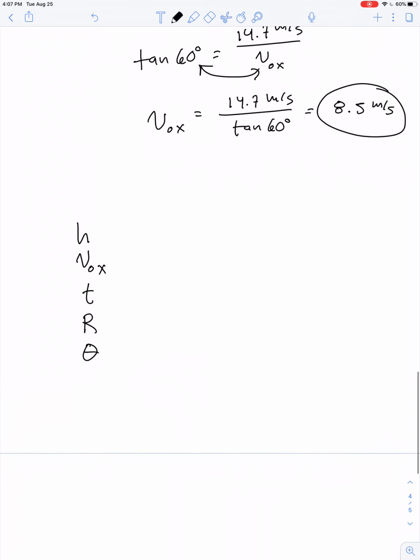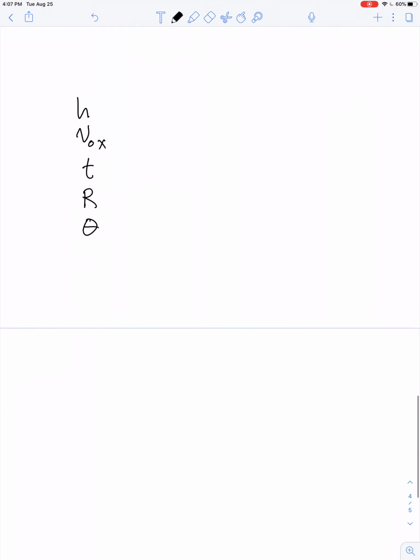Okay, so in our next lesson, we'll investigate projectiles launched in full parabolic trajectories.